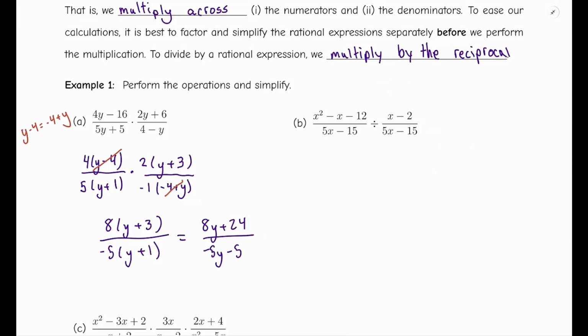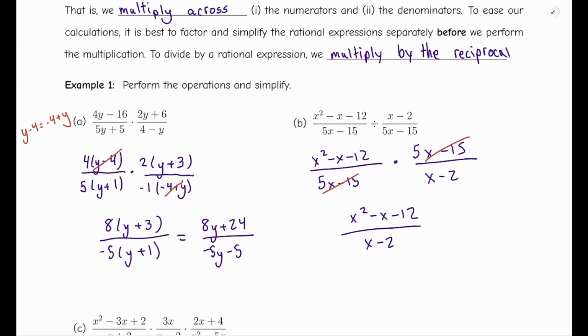Part B, first thing I'm going to do is change it to a multiplication problem. So I want to multiply by the reciprocal. So this is going to become x squared minus x minus 12 over 5x minus 15 times 5x minus 15 over x minus 2. Now this is one of the rare instances where I'm not going to factor first, but that's just because I already see I have a 5x minus 15 in both positions. So I'm going to cross those out, and then my answer is x squared minus x minus 12 all over x minus 2.